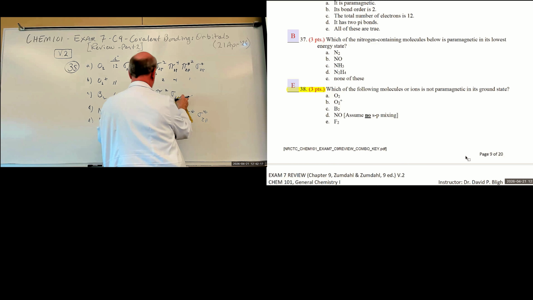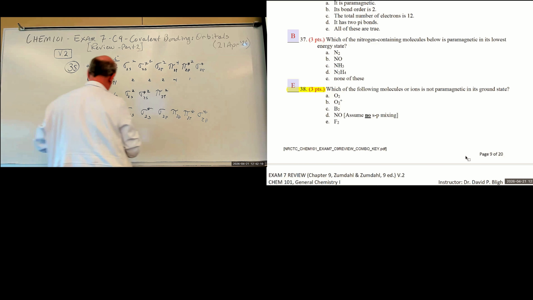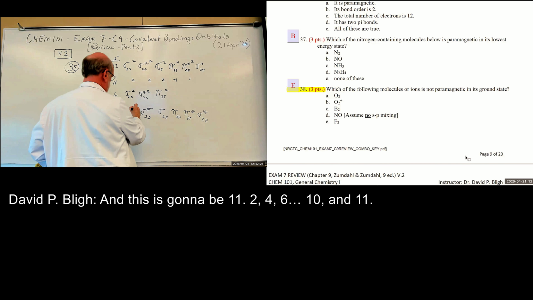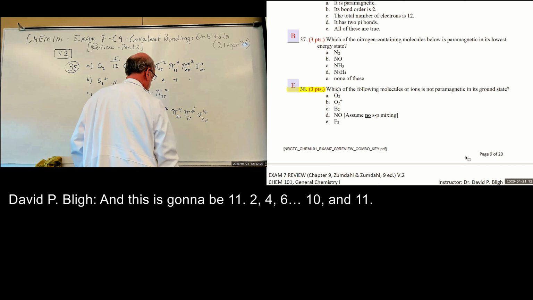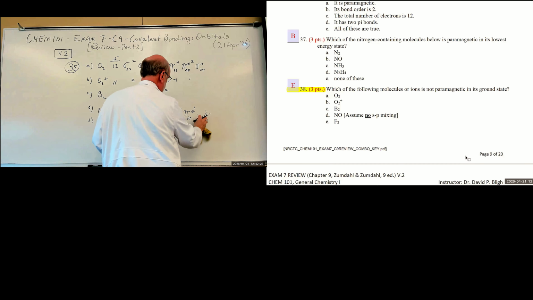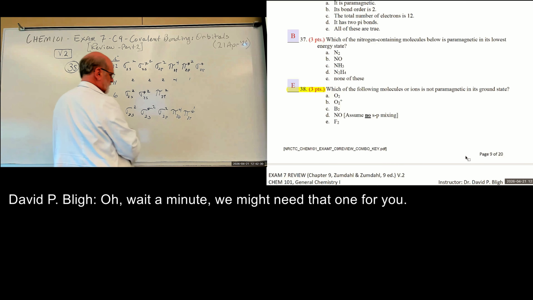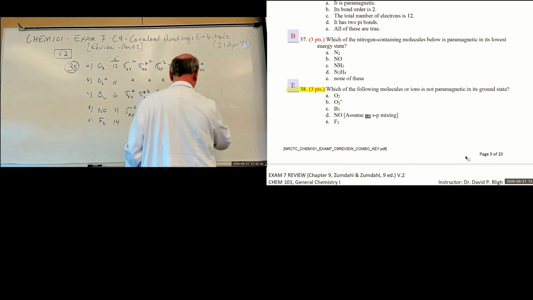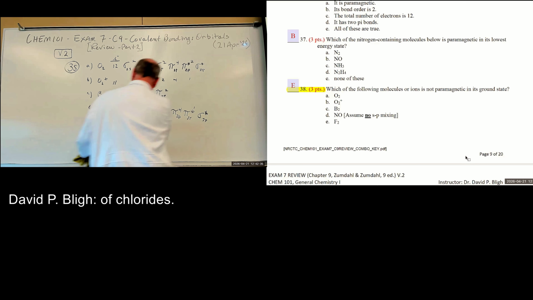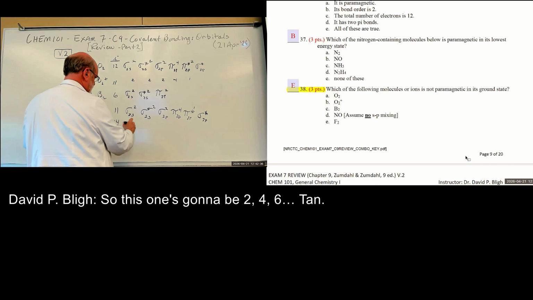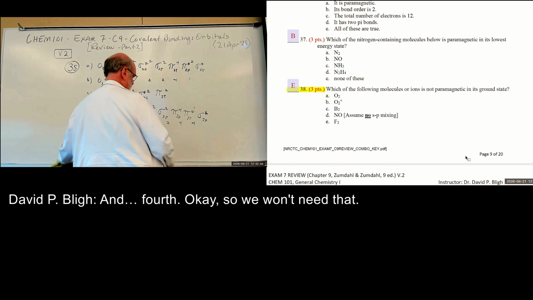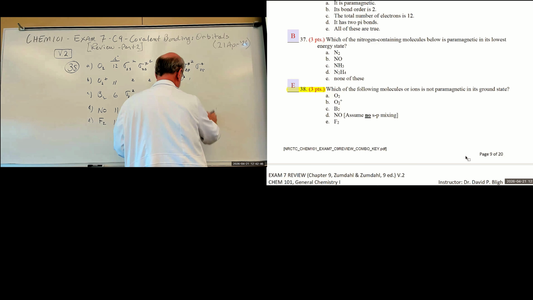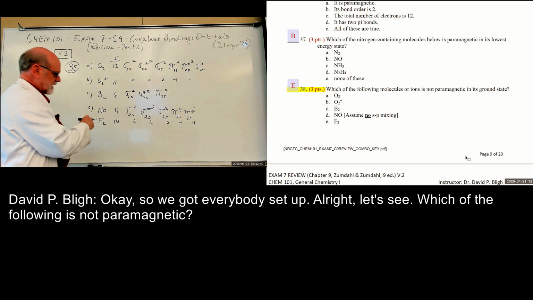And so we don't need this one. And this is going to be 11. 2, 4, 6, 10, and 11. So we don't need this one. Oh, wait a minute. We might need that one for fluorine. So this one's going to be 2, 4, 6, 10, and 4. Okay, so we won't need that one. Okay, so we've got everybody set up.